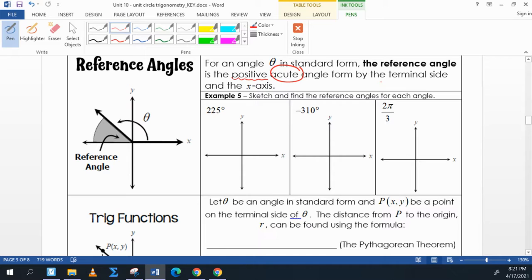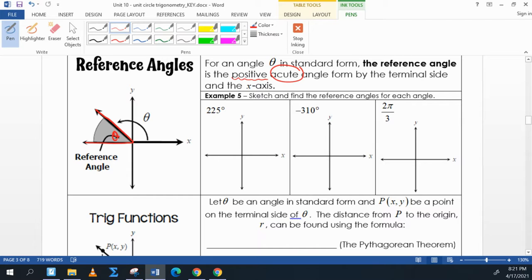And it's going to be formed by the terminal side, wherever your angle ends. So here's my terminal side, and the x-axis. So it's either going to be this x-axis over here, since it's in quadrant 2, that x-axis right below it, or if it were in quadrant 1 or 4, you're going to use the positive x-axis. So this is your reference angle right here. So here's your theta, there's your reference theta right there.